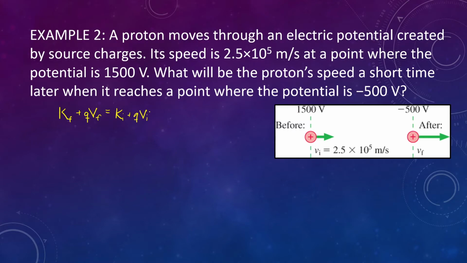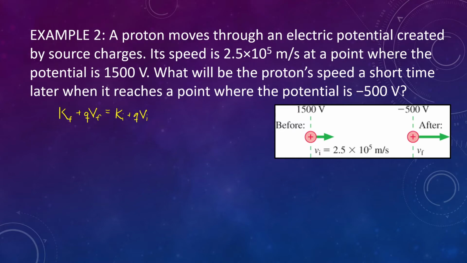The problem says that a proton moves through an electric potential. The speed is given at some point where the potential is 1500 volts. So then it asks what will be its speed a short time later when it reaches a different point where the potential is negative 500 volts. And you can see the context of this problem given in the image on the right.